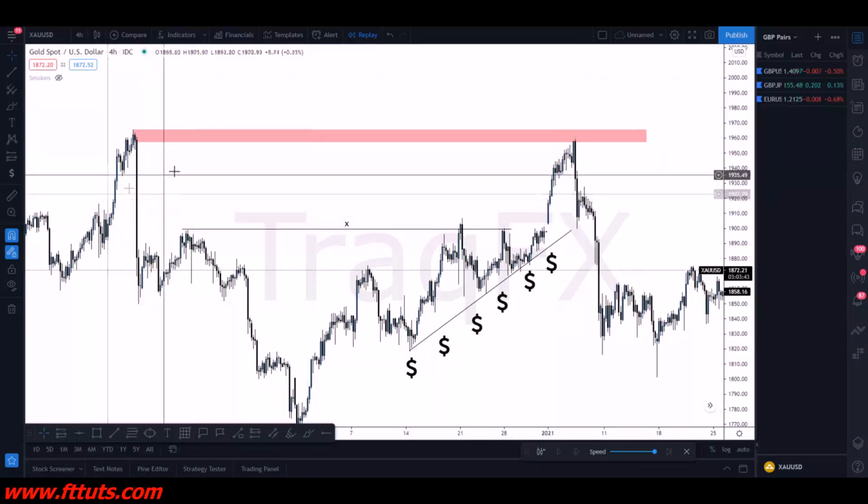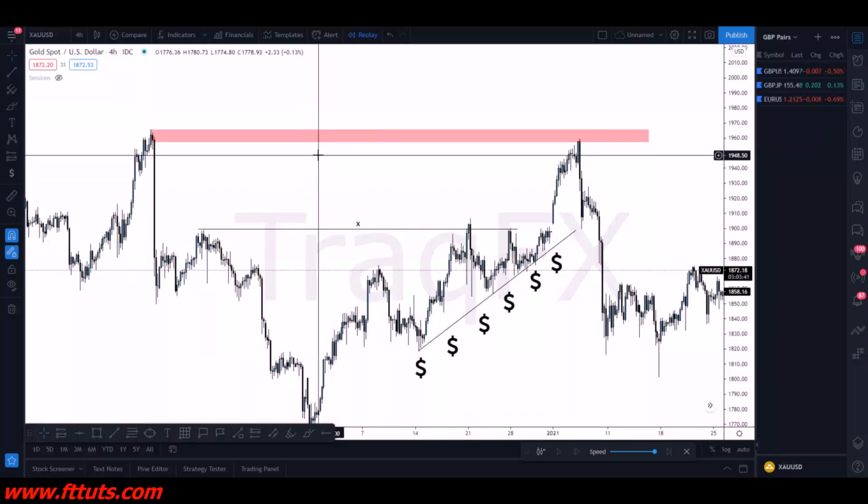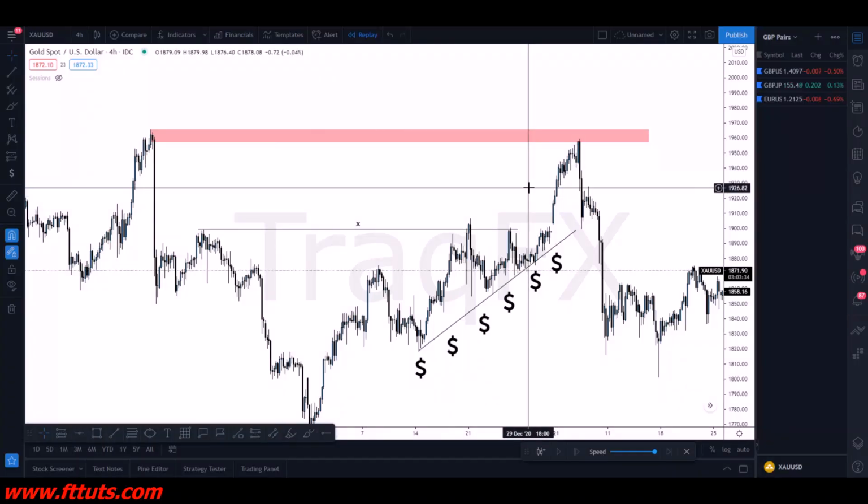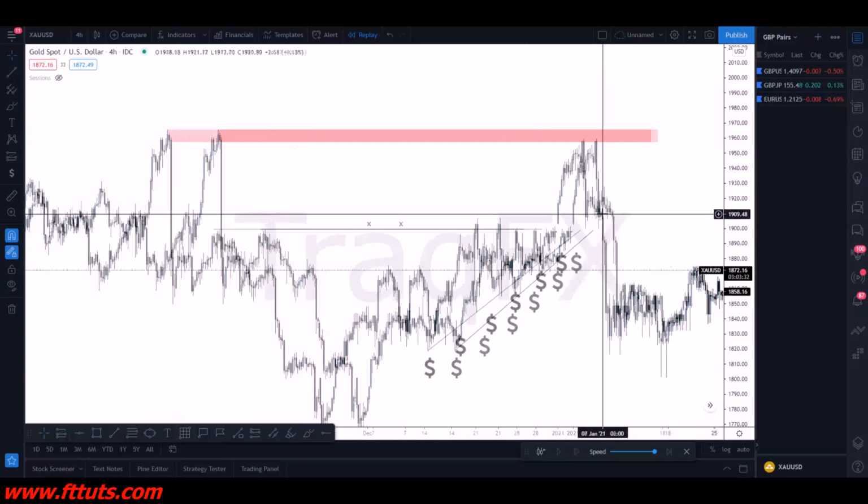For retail traders, they're not seeing this as a level to sell at, and that's what differentiates us from retail and institutional. We're getting in while all these retailers are getting stopped out, and we're actually getting in with proper confirmation. I'll show you guys some more examples.